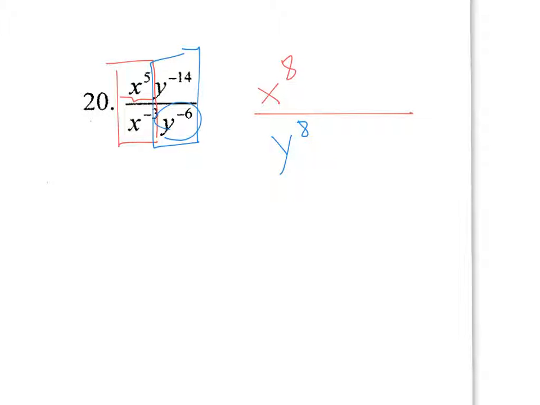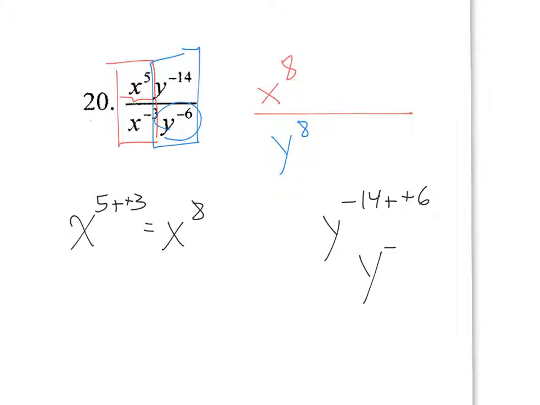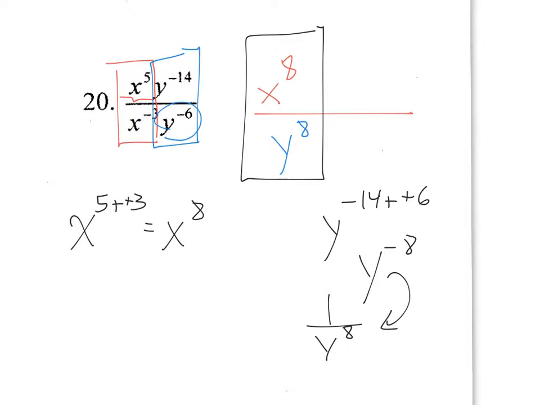But some of you might not feel comfortable with that and you like subtracting. That's cool. I'll do the x's real quick for you. You just subtract 5 minus negative 3. Oh yeah, that gives you positive 8. And then I do my y's. Negative 14 minus negative 6. Boom, boom. That ends up being y to the negative 8th. So that's where you're going to see a y to the 8th on bottom. But all in all, x to the 8th on top, y to the 8th on bottom.